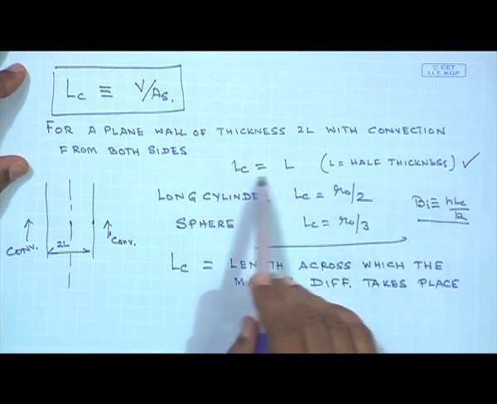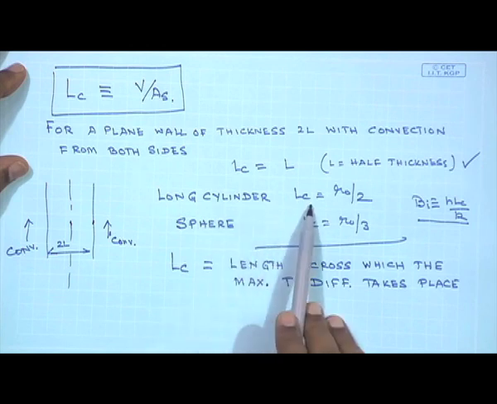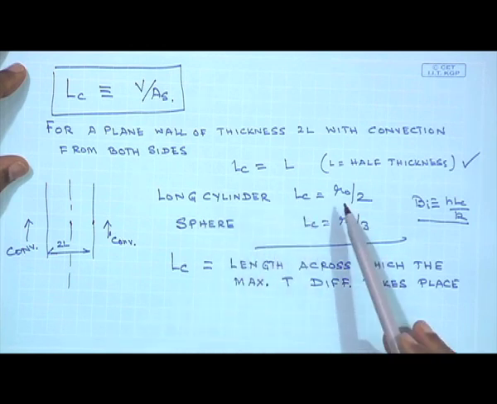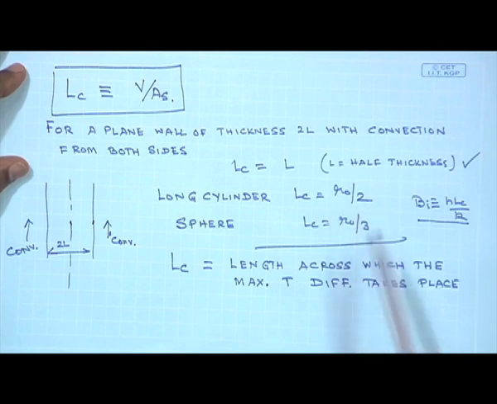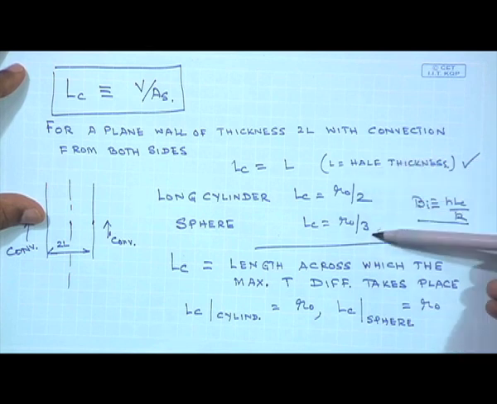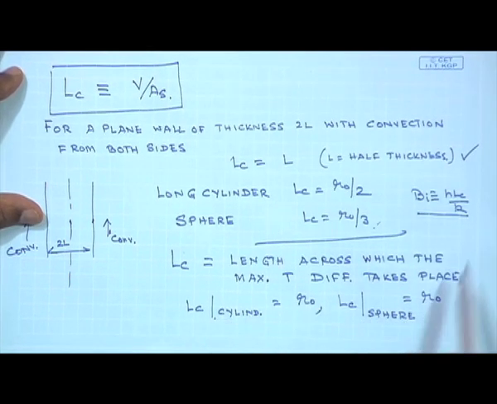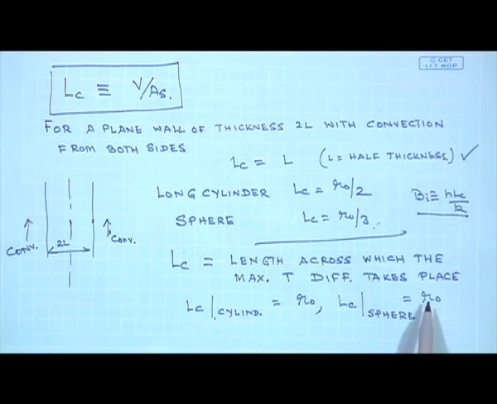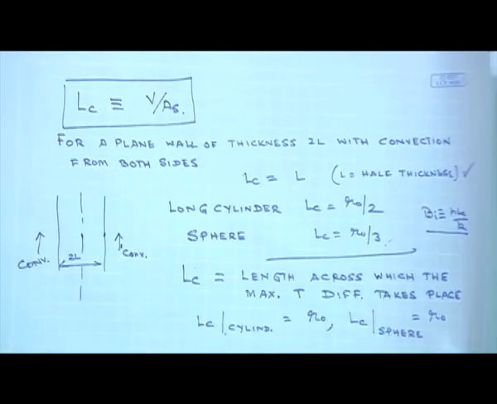So, for a plane wall we can take Lc equals L, but if you think of a long cylinder, the maximum temperature difference would take place between the center line and the outside. Therefore, for a cylinder the conservative estimate takes Lc to be equal to R0, and similarly Lc for a spherical system is taken to be equal to R0 again. So, though the mathematical definition of Lc is this, the conservative estimate to calculate the Biot number is taken as this. This is the dimension across which you get the maximum temperature difference.